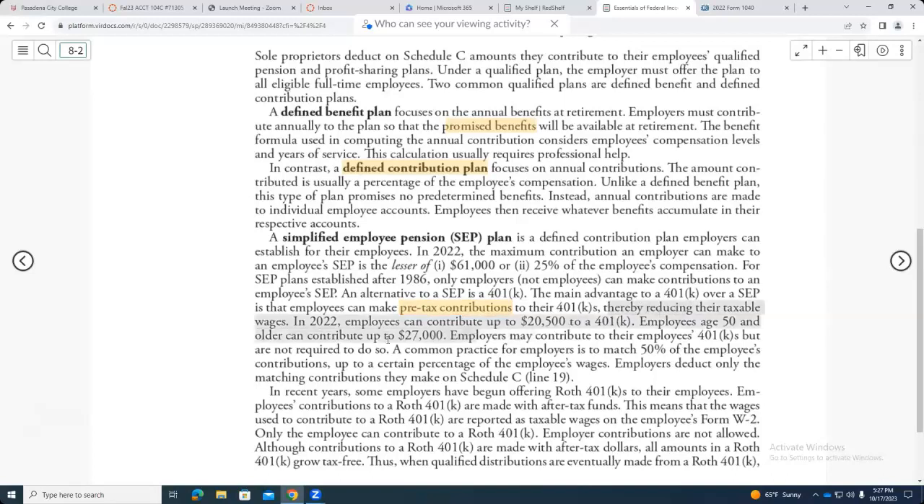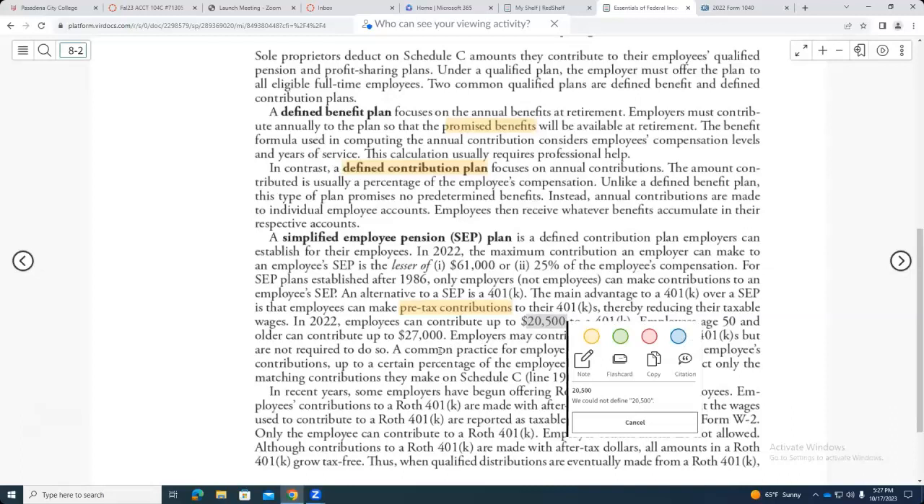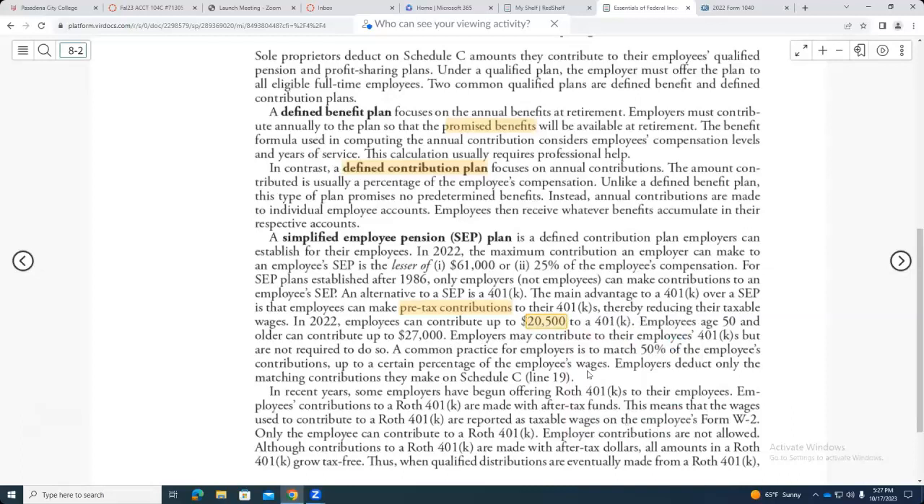Therefore, taxable wages are reduced. So taxable wages go down. That means employees will pay less taxes at that moment. They can contribute up to how much? $20,500 to a 401k.